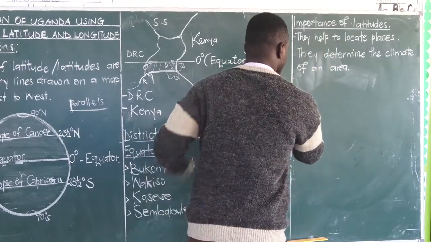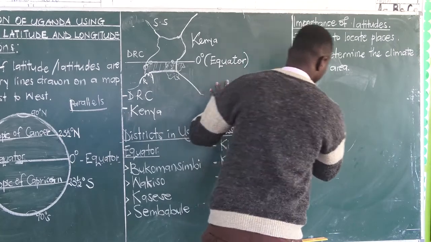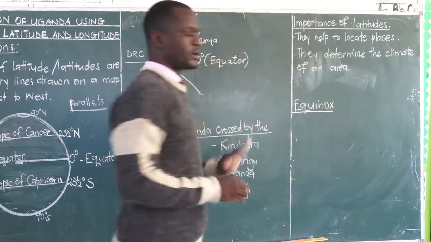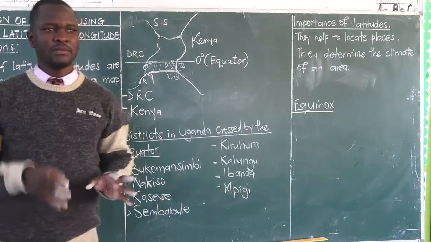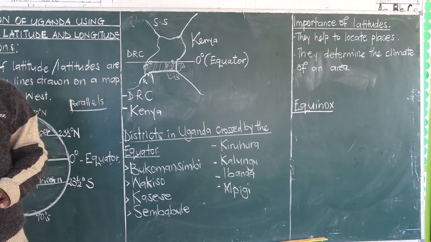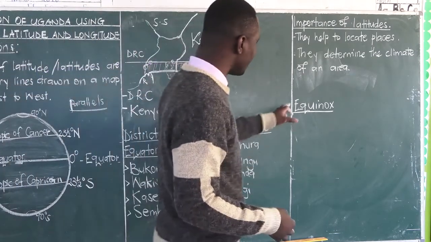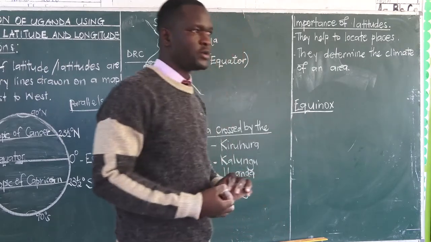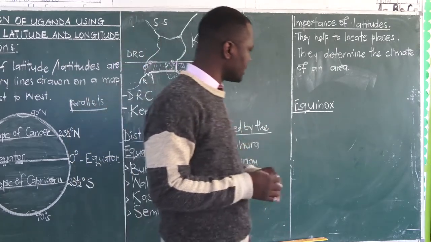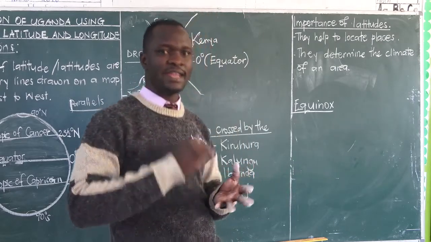We also need to understand, in relation to this, we have what we call equinox. Now, what do we mean by equinox? What is equinox? For example, we are being asked a question, what is equinox? Now, to our level, we are simply going to say that equinox is that time in the year when the sun is overhead the equator.